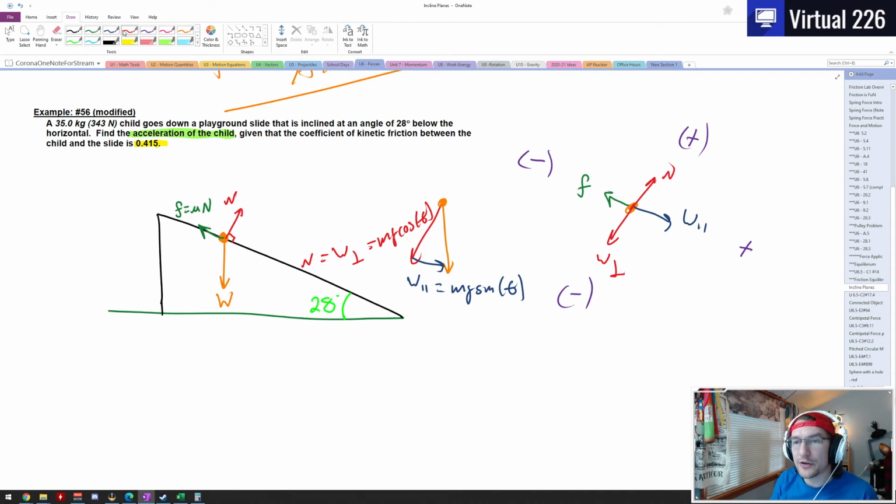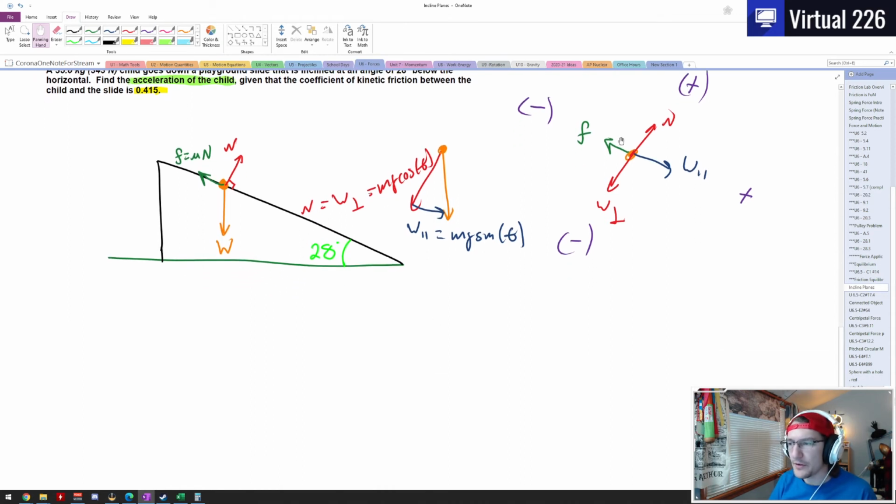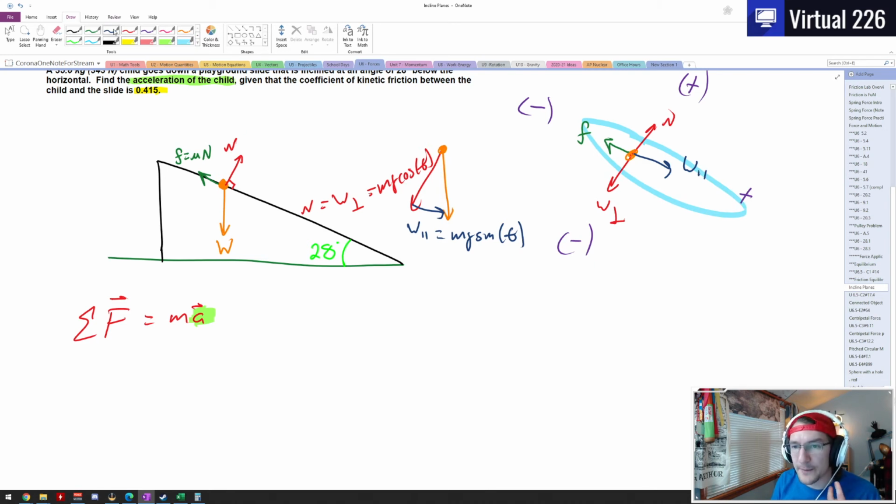So if we go in, we start applying our classic F equals ma strategies here for both up and down the plane, and into and away from the plane. Because we're looking for the acceleration, our F equals ma equation won't be equal to 0. We're looking for that value. So if we set this up for going along the slide, we've got two forces there, so we better have two forces on the left side of our equation.